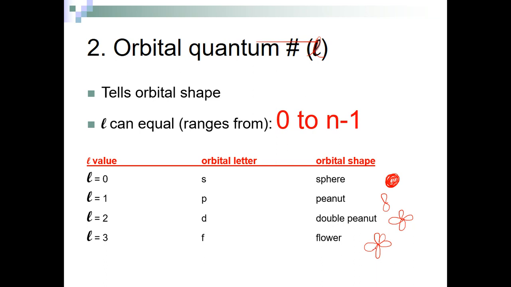Now, in just a little bit, I will share with you how I remember the numbers for L, 0, 1, 2, and 3. But for now, let me just suffice it to say that it's the order that we learned them, the shapes in S, P, D, and F. But the orbital quantum number tells you the shape of the orbital. Remember, the shapes are the sphere, peanut, double peanut, and flower, or SPDF. So every quantum number L corresponds to a shape.